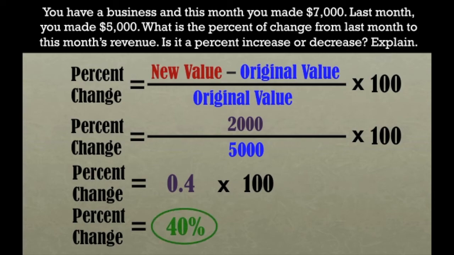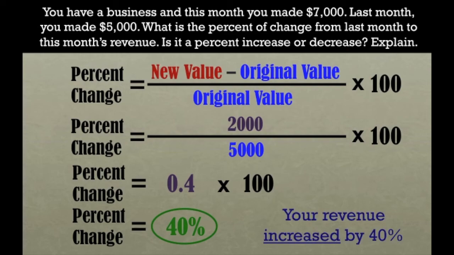Now, was it a percent increase or decrease? Well, it was a percent increase. And the reason why you can tell it was an increase was for two reasons. One, it's a positive value. And two, because in our wording in the problem itself, it said that you started off at 5,000 and this month made 7,000, which means that you actually made $2,000 more this month than you did last month. Therefore, again, your revenue increased by 40%.